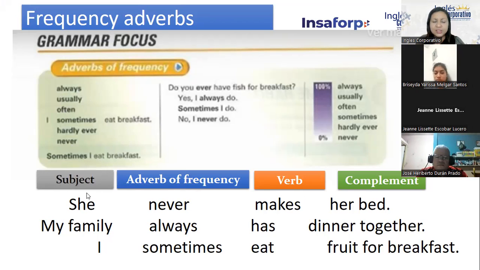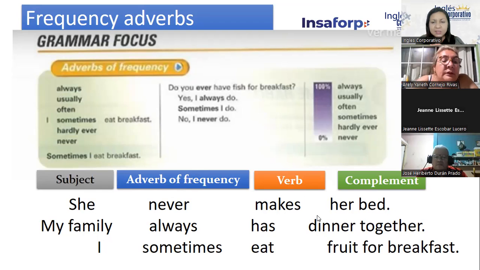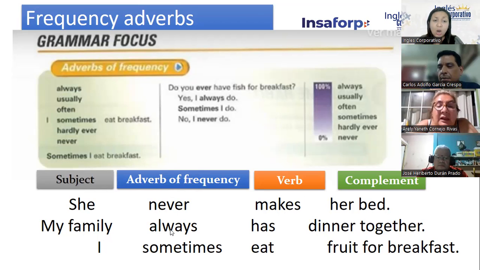The structure is like this. We use first the subject, then the adverb of frequency, then the verb, and the complement. For example, she never makes her bed. Never, 0%, right? Never, nunca. My family always has dinner together. Always, every day, siempre. It's 100%.